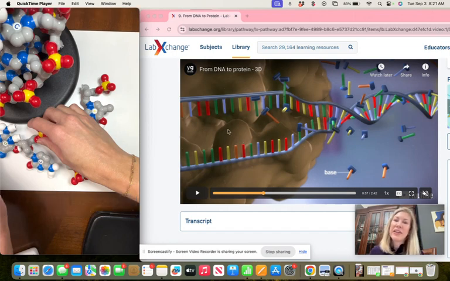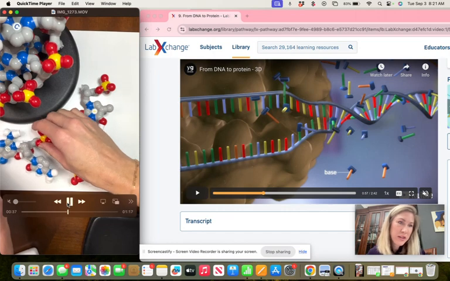And the reason I need to open up or unzip the DNA is so that I have access to those genes so I can make proteins, okay? So hydrogen bonds are not super strong, but they keep the helix connected between those base pairs in the center.